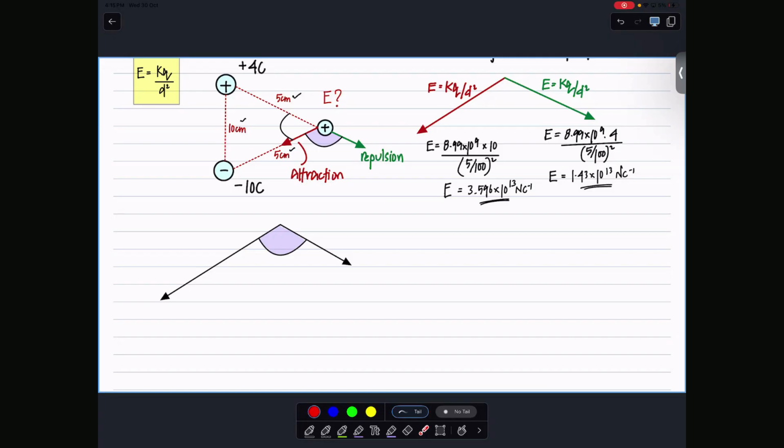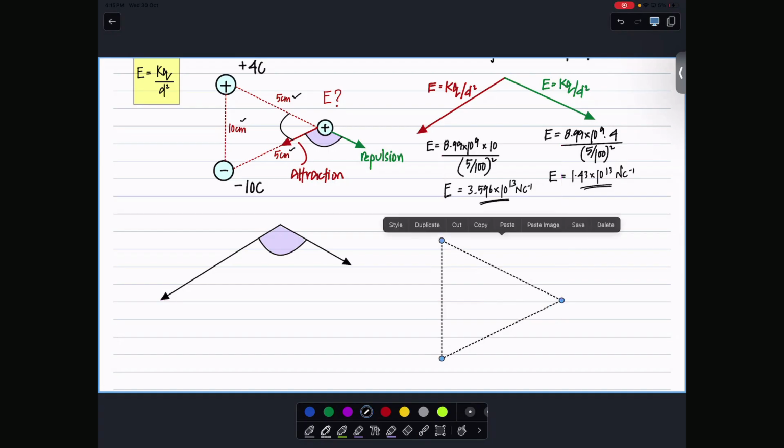Wait, we're onto something here. It cannot. Why can't I have a triangle with this dimension? 10 centimeter.